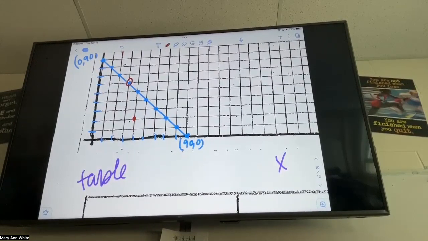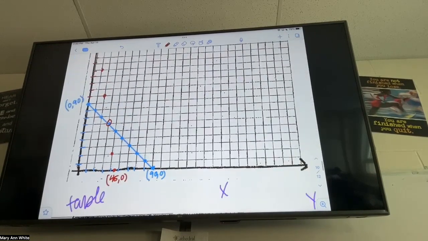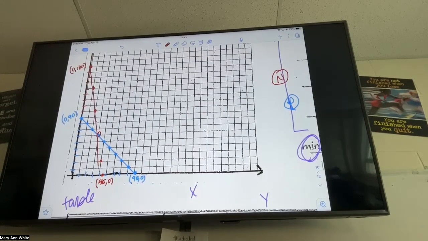Now I end though with 1, 2. I can only go over 1/2. So I'm at the point 10, 20, 30, 40, 45, 0, because I'm halfway between 40 and 50, so I'm at 45.